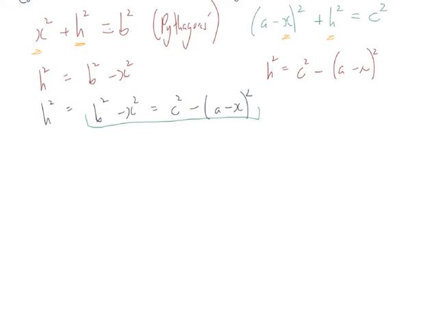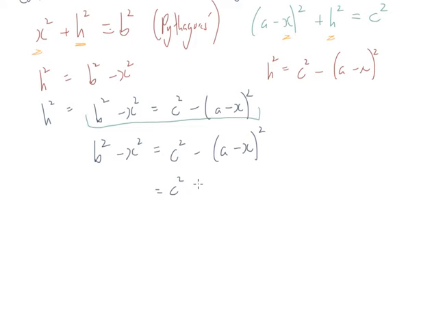So if I have b squared minus x squared equals c squared minus (a minus x) squared. I'm going to expand this now. So this is c squared minus, that would be a squared minus 2ax plus x squared. If you're not good at expanding terms like this, please make sure you get good. This is a very essential skill at this stage.